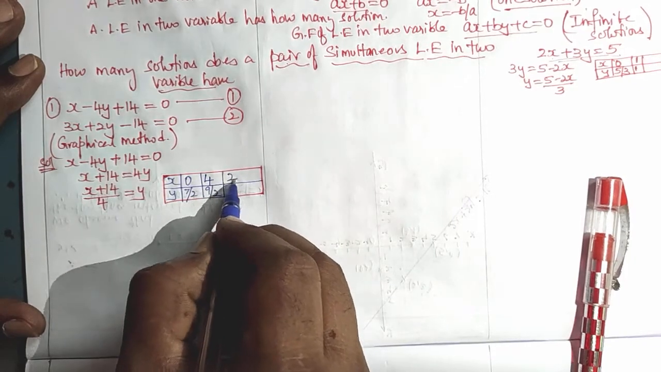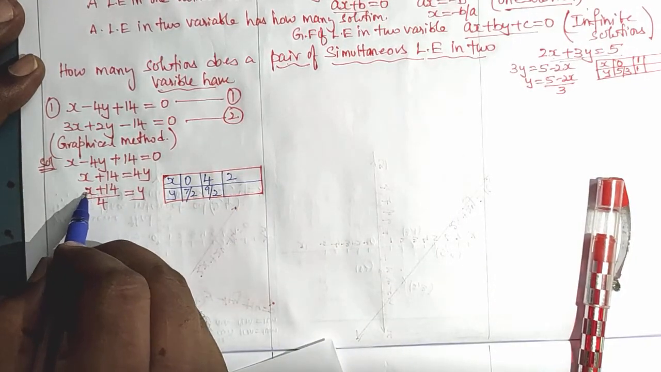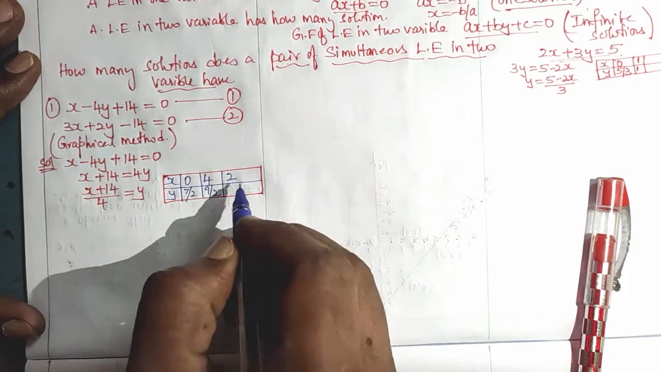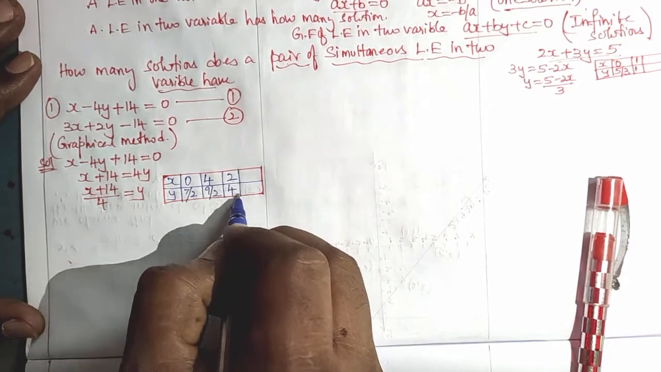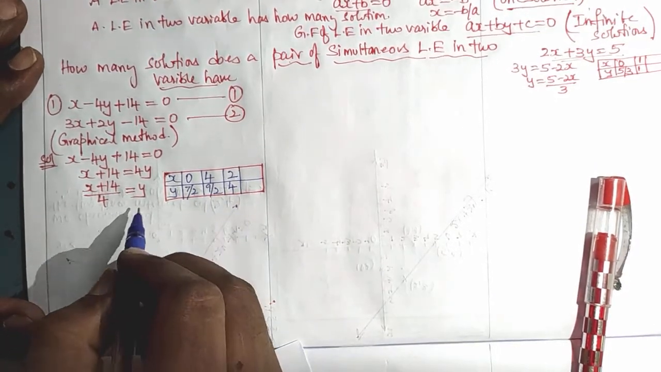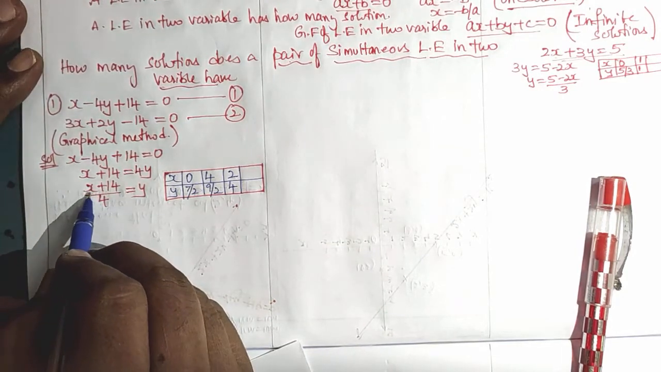If I take x is equal to 2, what will happen? 2 plus 14, 16 by 4 is what? 4. So it is easy for me to plot (2, 4) in the graph sheet. Now I will take another value here.